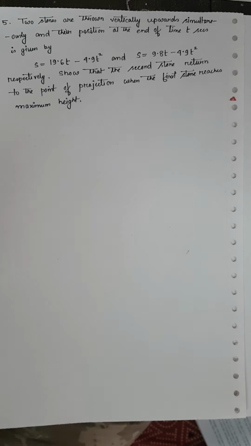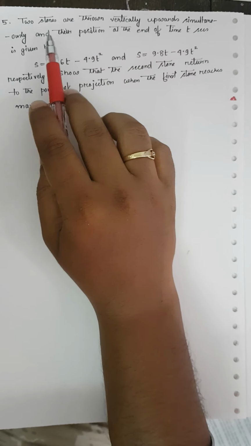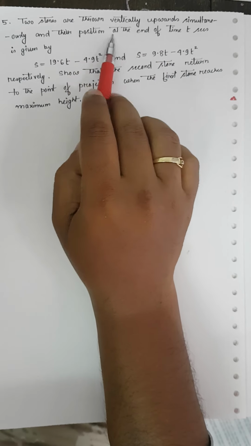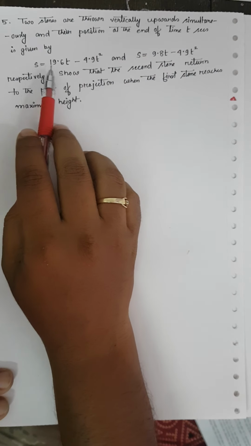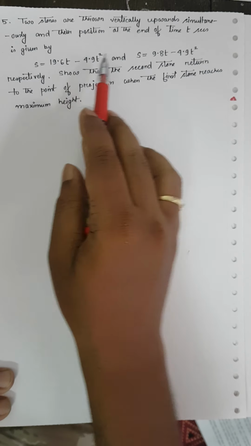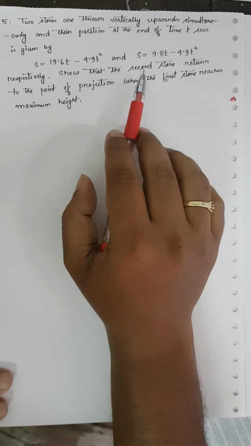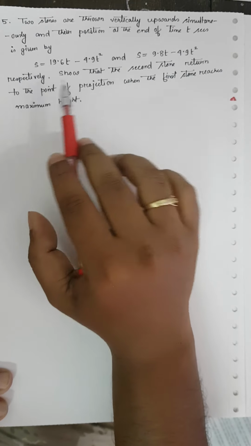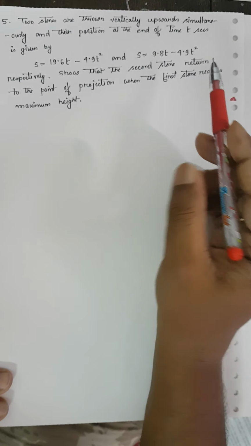Now question number 5. Two stones are thrown vertically upwards simultaneously and their positions at the end of time t seconds are given by s is equal to 19.6 t minus 4.9 t square and s is equal to 9.8 t minus 4.9 t square respectively. Show that the second stone returns to the point of projection when the first stone reaches the maximum height.